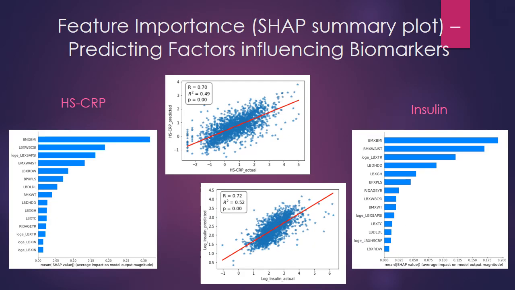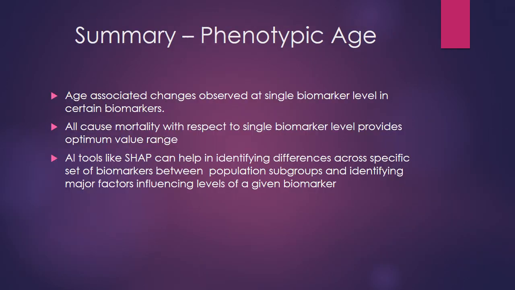Feature importance SHAP summary plot predicting factors influencing biomarkers. It shows SHAP analysis predicting what physical factors drive specific biomarkers like insulin and high-sensitivity CRP, heavily implicating BMI and waist circumference for insulin, and BMI and WBC count for hsCRP.